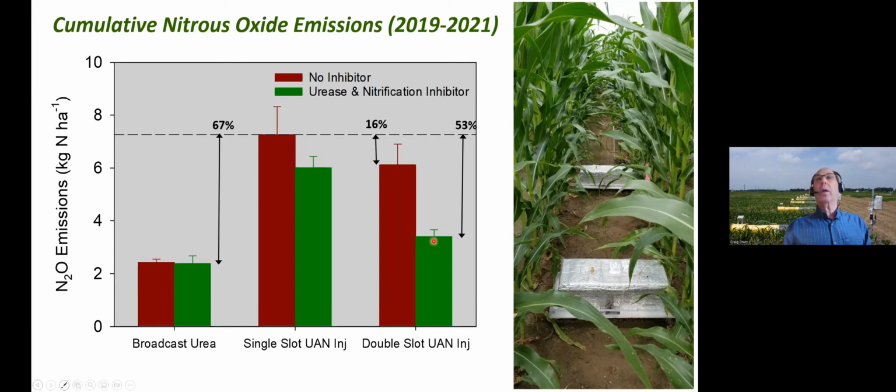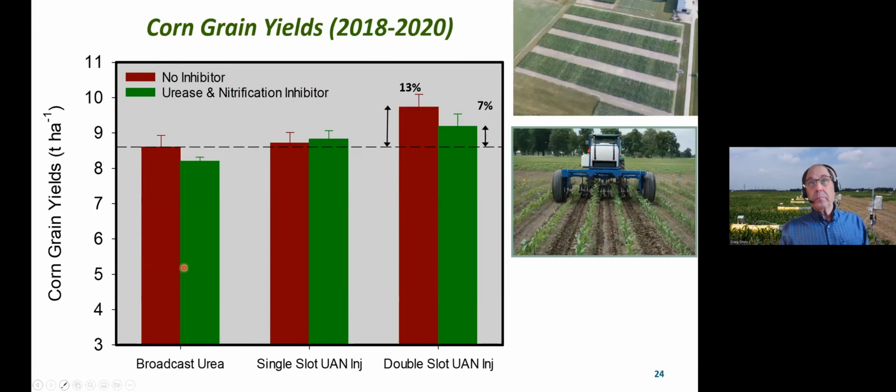And you sort of think, well, if you compare that to broadcast, it is a lot lower. The reason why it's a lot lower is there's not as much nitrogen left in the soil because it was all lost to ammonia. So again, we have to consider multiple losses occurring. And once again, with this double slot compared to single slot or the broadcast, our yields were 7 to 13% greater than the broadcast urea. So it clearly was sort of beneficial.